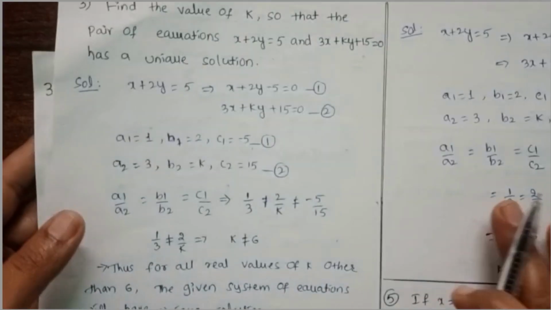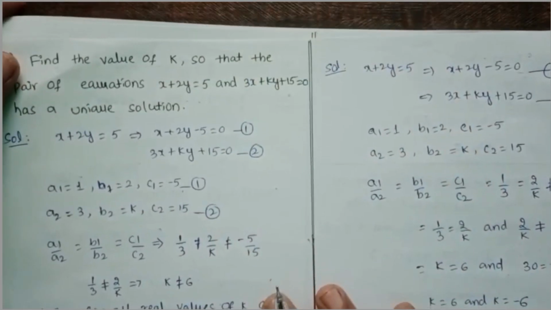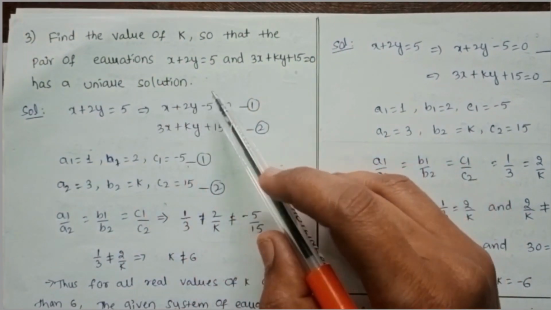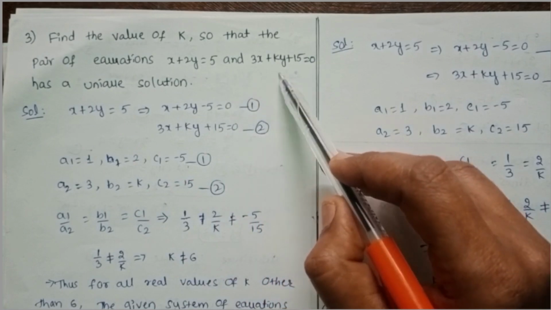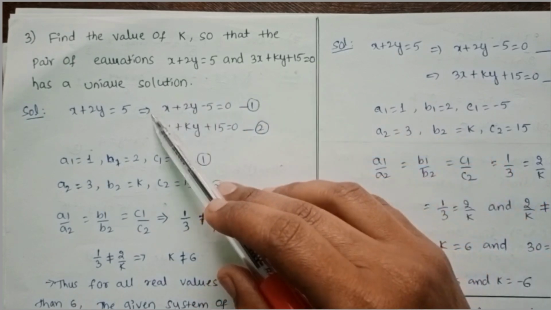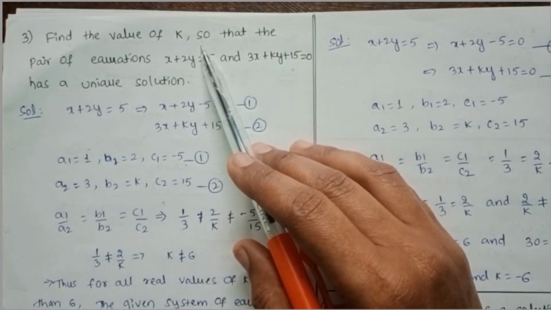Next, third question is find the value of k so that the pair of equations x plus 2y is equal to 5 and 3x plus ky plus 15 is equal to 0 has a unique solution. We need to find the value of k.